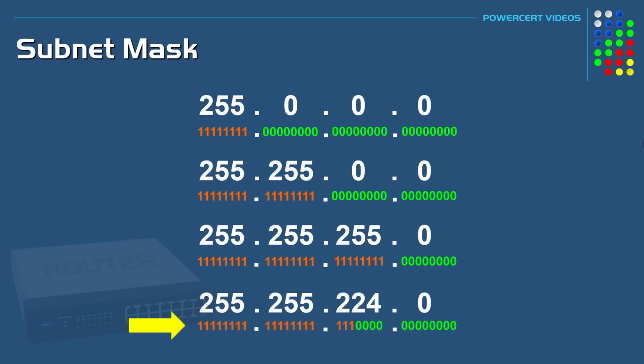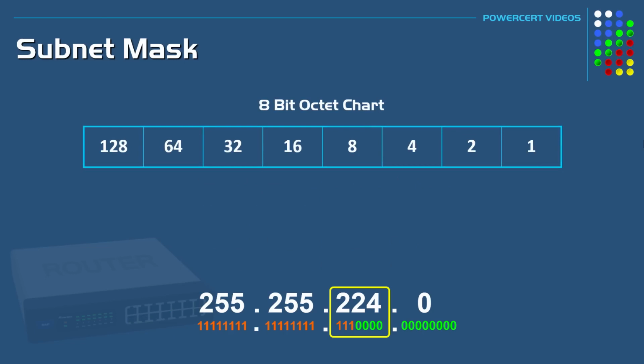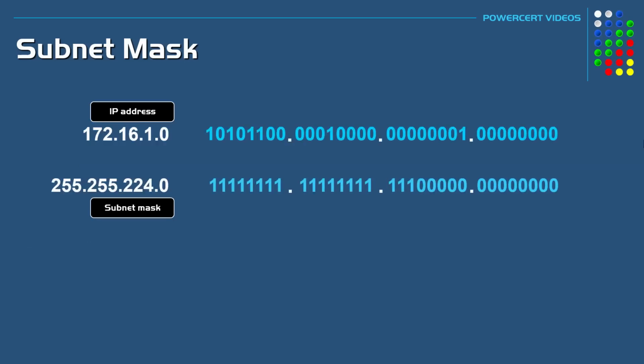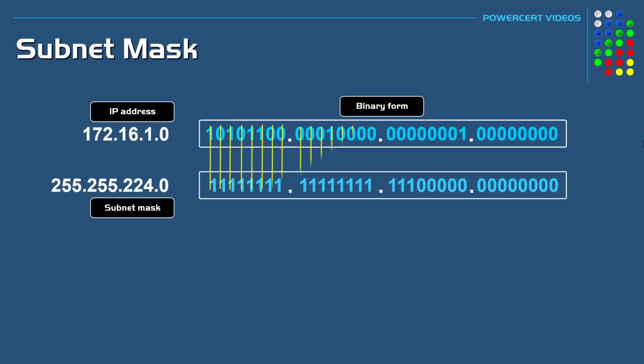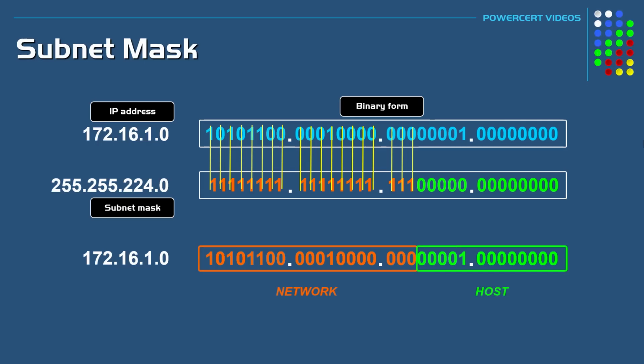So here is the binary number for this subnet mask. The first 2 octets are all ones, and in the third octet, the first 3 bits are ones, which will equal 224, because starting from the left, when you add the first 3 bits in an octet, it adds up to 224. So let's put this subnet mask and IP address in its binary format. And again, if we cross out all the digits in the IP address that line up with the ones in the subnet mask, we'll see that in the IP address, the first 2 octets and the first 3 bits in the third octet is the network part, and the 13 remaining bits are used for hosts.